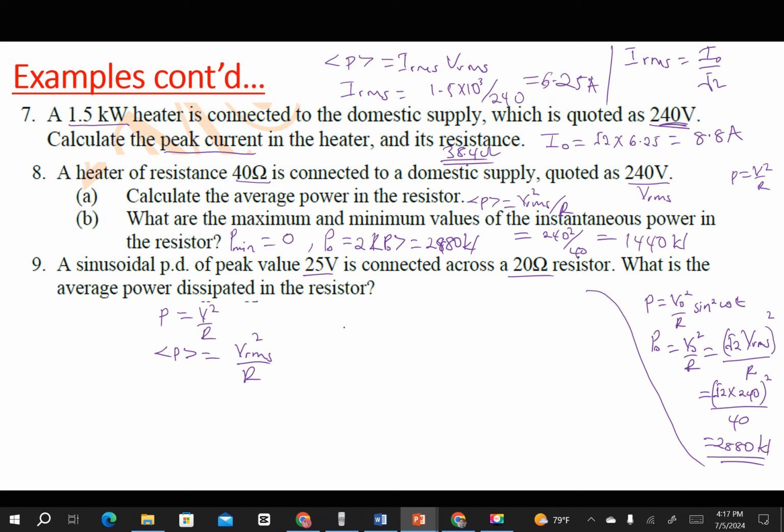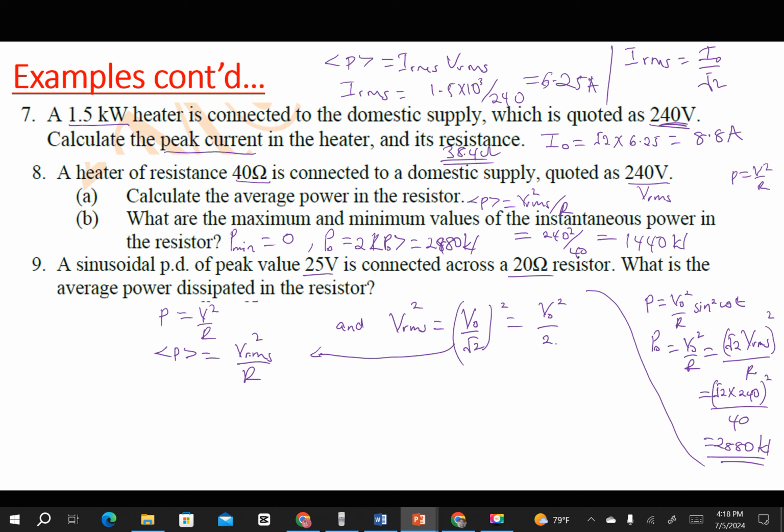So we also know that V root mean square is the same as V naught, which is the peak value, divided by root of 2. So where there is V root mean square squared, I'm going to put V naught over root of 2. When I square both sides, this becomes V naught squared divided by 2.